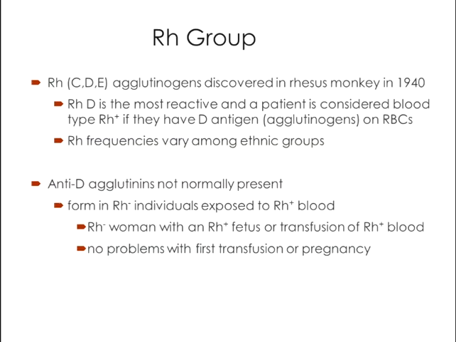Okay. So, Rh frequencies vary among ethnic groups. In the United States, I believe approximately 85% of people are considered Rh positive, and that leaves 15% being considered Rh negative. When someone is Rh negative and they are exposed to Rh positive blood, they will start to secrete what is known as anti-D or anti-Rh antibodies. Again, these are not normally present. They only become present once someone with Rh negative blood is exposed to Rh positive blood.